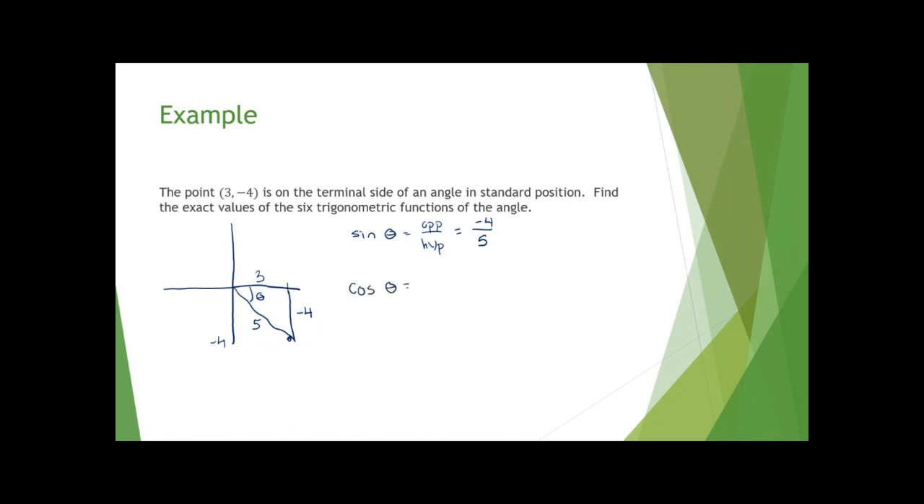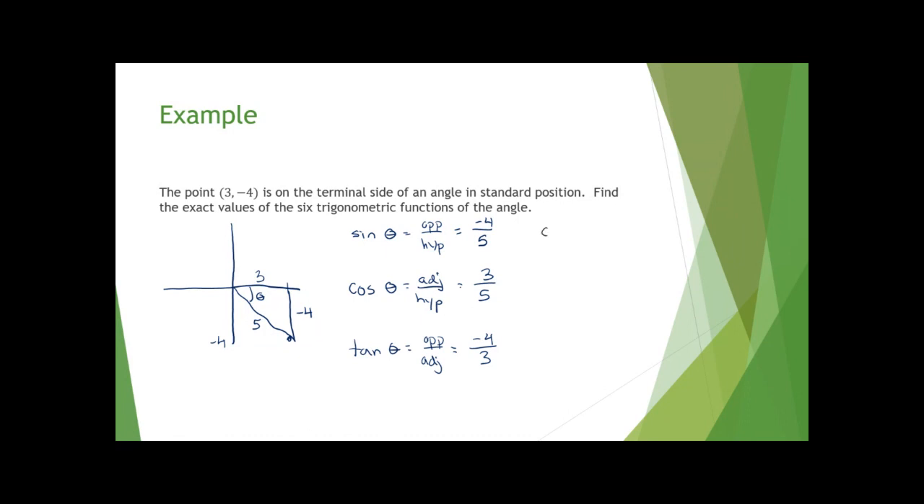So cosine is adjacent over hypotenuse. So the adjacent side of my angle is 3, hypotenuse is 5, so that's 3/5. And then the tangent is the opposite over adjacent. So that's -4/3. And now I find the reciprocals.